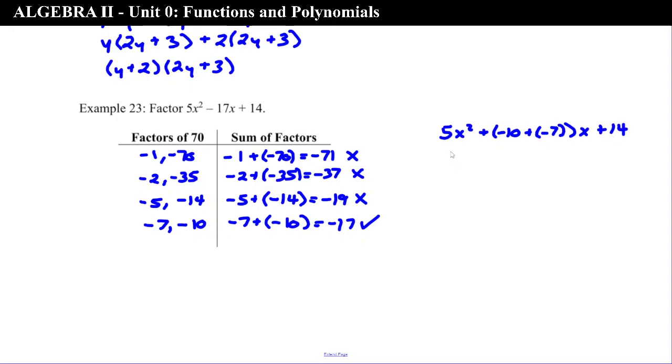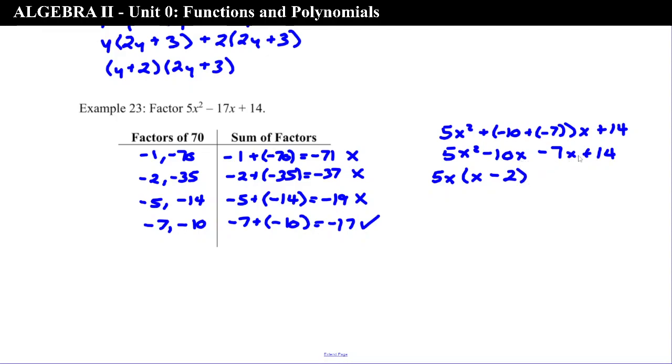Now we've got 5x squared minus 10x minus 7x plus 14. And now we're going to factor by grouping. Okay? So when we factor by grouping, we're going to end up with x coming out, but we can also pull out a 5. So we end up with 5x. What's left is an x in the first term and a 2 in the second term.